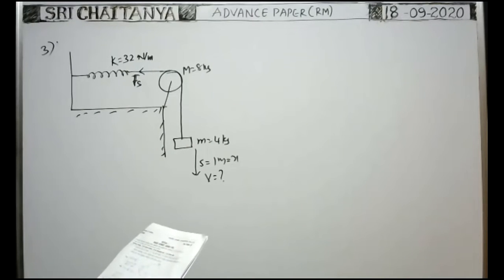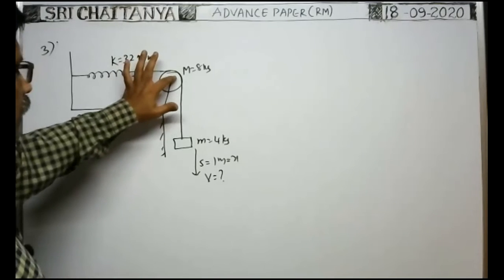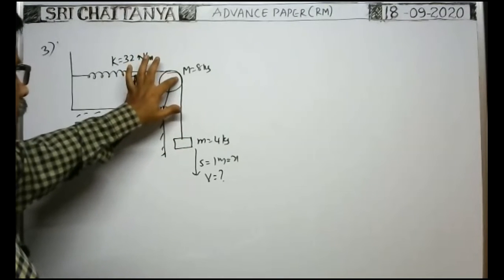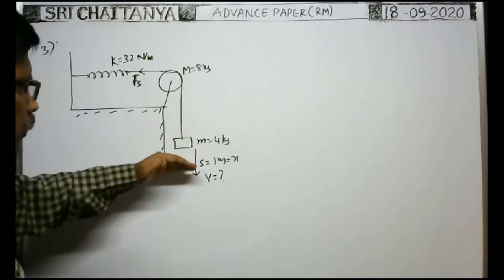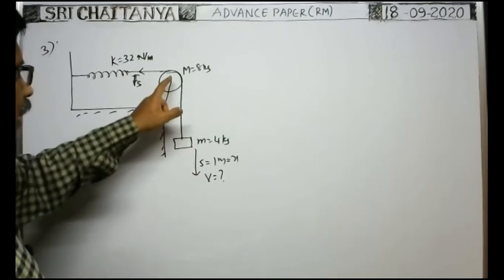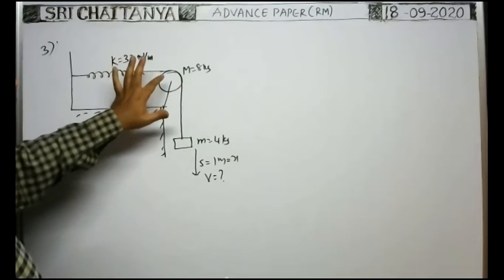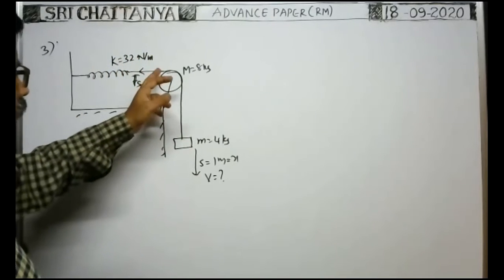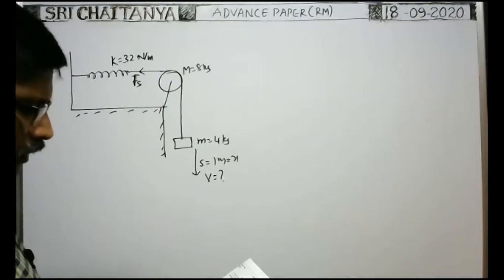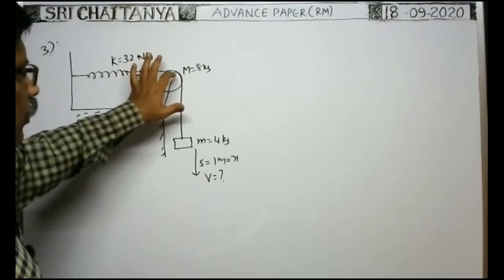Now the net work done on the body is equal to the change in kinetic energy of the body. Here the mass of the pulley is also given. That's why whenever the block comes down, it gains rotational kinetic energy. Whenever the block comes down, it loses potential energy, and at the same time it gains kinetic energy and rotational kinetic energy, and the spring acquires potential energy. Here the pulley has mass, which means it has rotational kinetic energy.